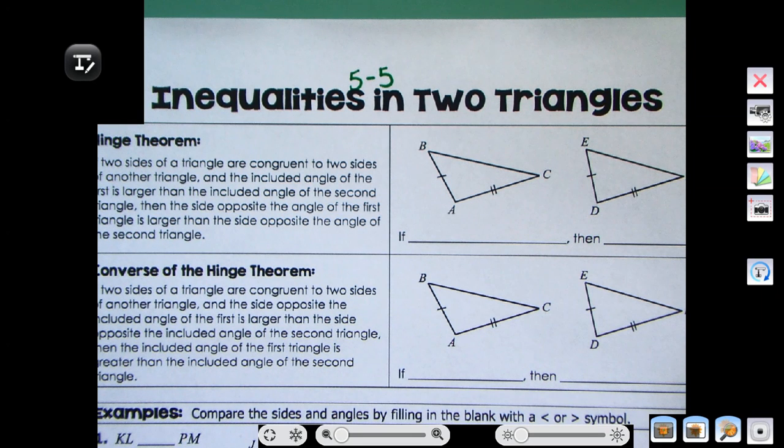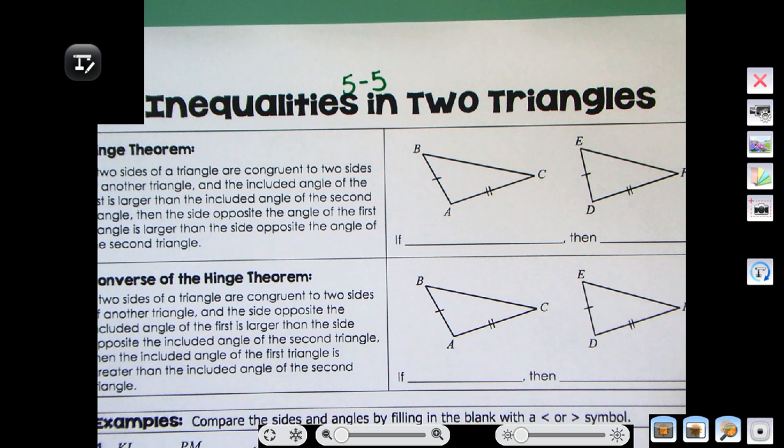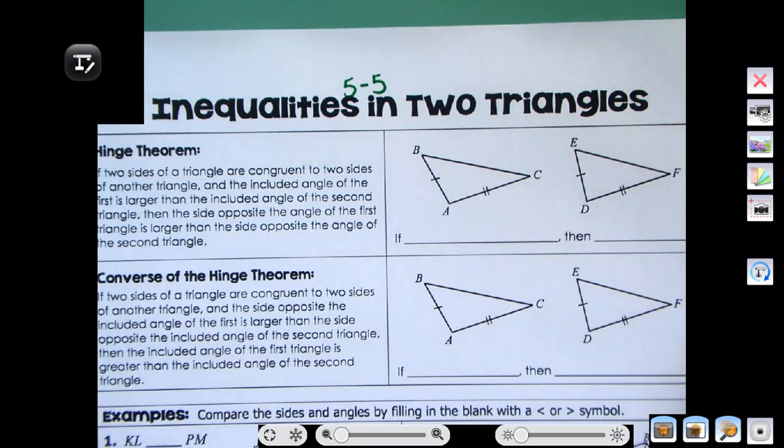Right, today we will be doing lesson 5-5, inequalities in two triangles. So this is actually going to be the last lesson of the chapter. So what we'll do is cover these notes, you'll do some practice that goes over 5-4 and 5-5, and then we will review, and then you will be tested on this chapter. So we are looking at inequalities in two triangles, and you see a couple paragraphs here.